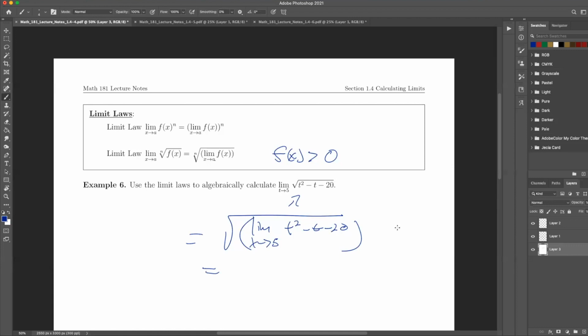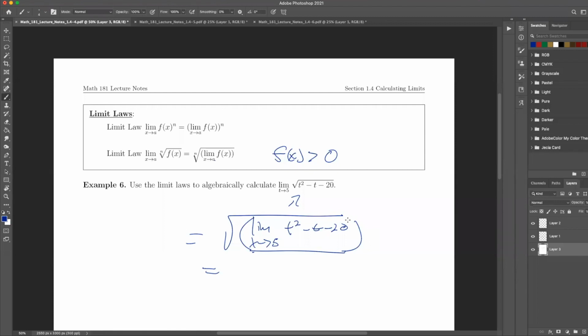Now, the question is, was that okay? Oops, I have the wrong letter. Let me be very, very careful here. What is the limit as t approaches 5? Go ahead and do this real quick and tell me what this is. What's the limit of the inside of the radical? What's the limit of t squared minus t minus 20?